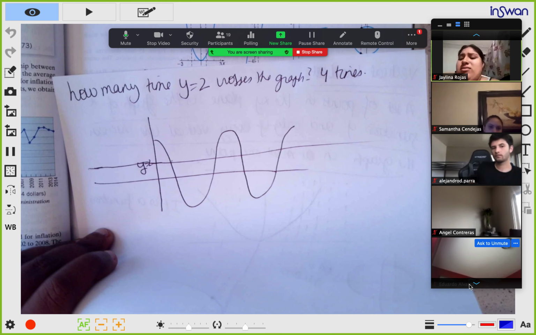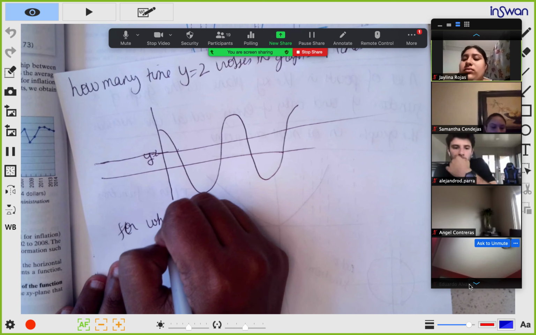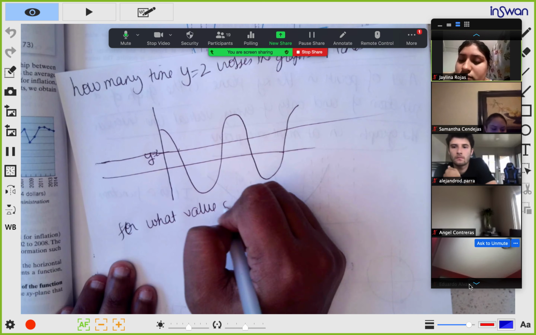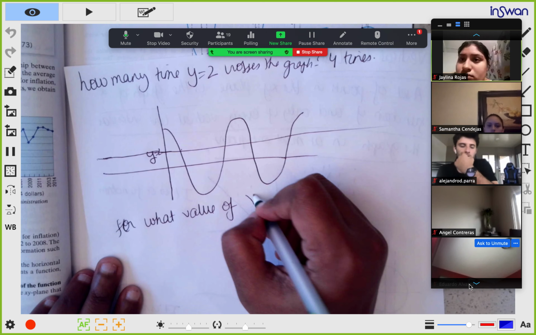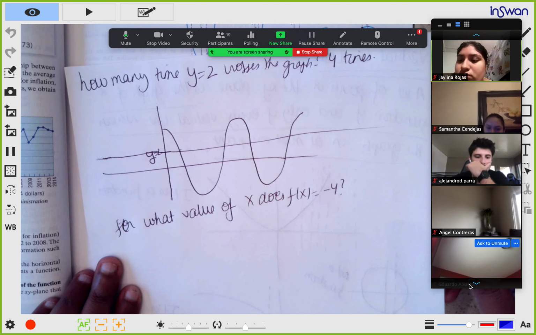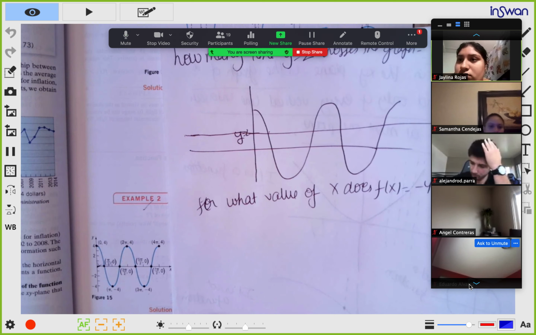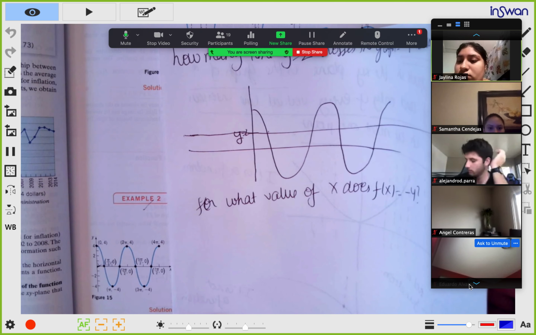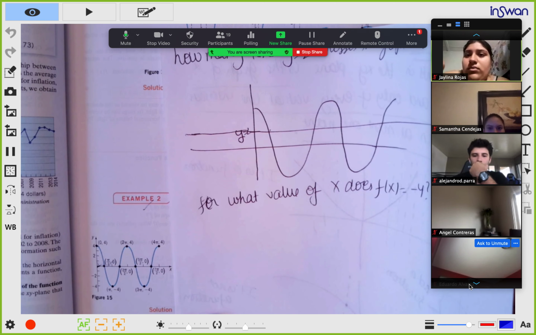The next question is, for what values of x does f(x) equal negative 4? Can anyone tell me? For what values of x is my f(x) negative 4? By f(x) they mean y. Fx and y are the same thing.